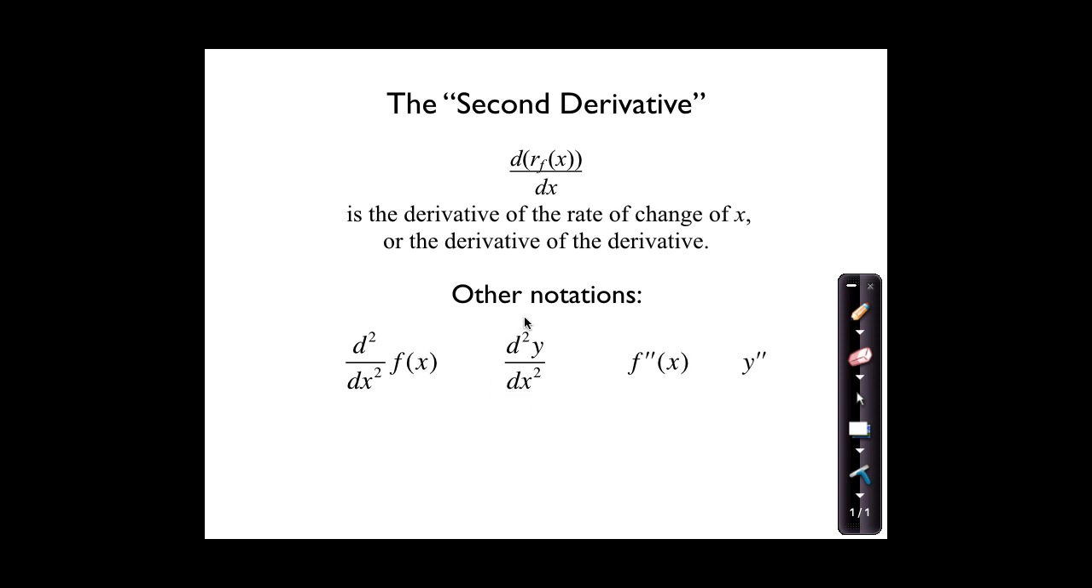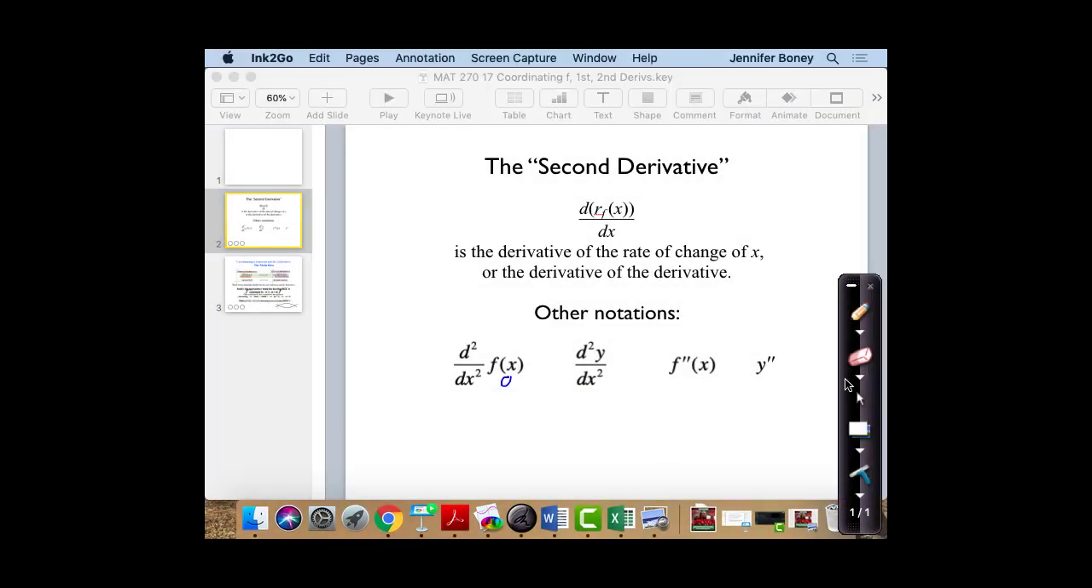So dy over dx is a notation that we use for the first derivative. I'll specify now.